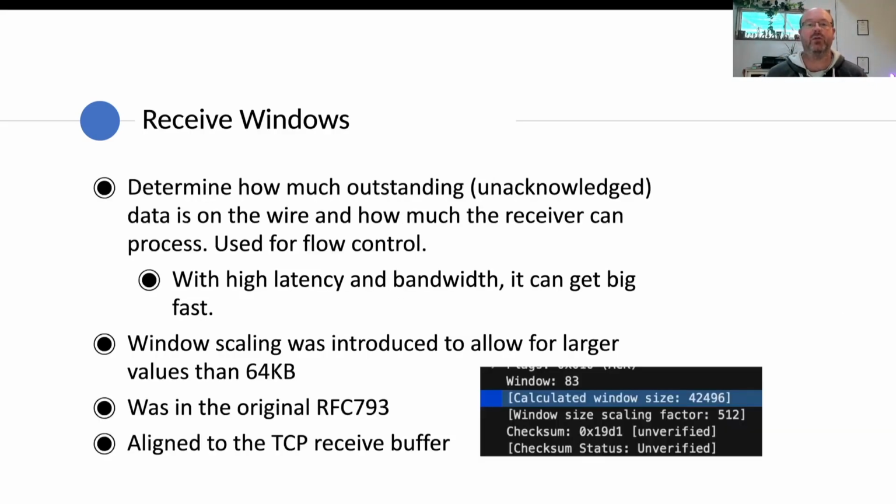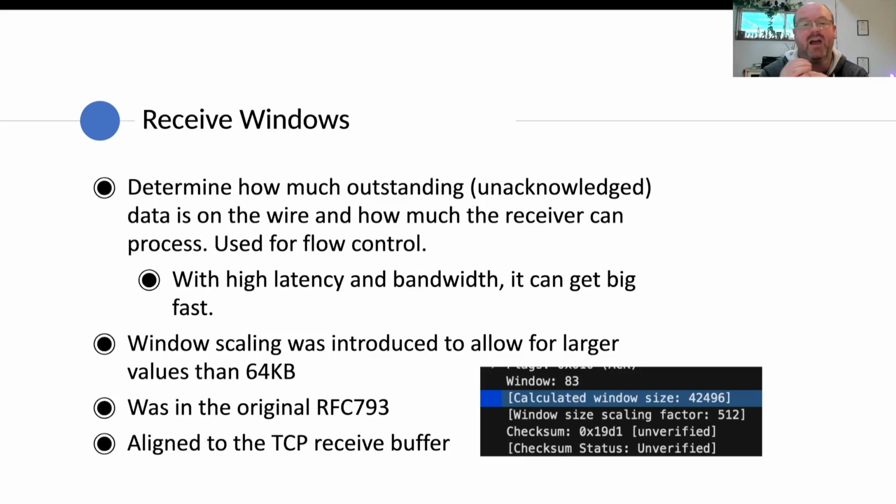So, receive windows, they've always been there. They've been in TCP RFC 793 from way back in September of 1981, and they determine how much outstanding data can be on the wire and how much the receiver can process, and it's used for flow control. So originally we didn't have a congestion window. We could just blast data. As long as it was less than the receive window, it could be unacknowledged on the wire at any point in time. Now, as latency and bandwidth increase, it can get big really, really fast.